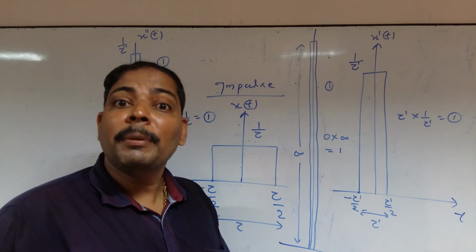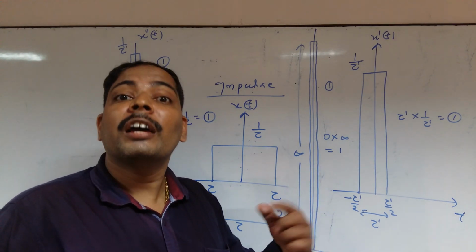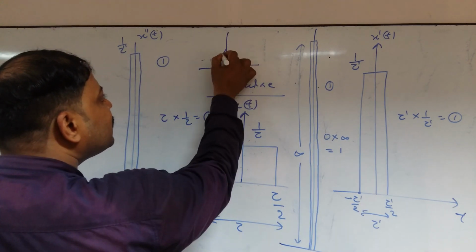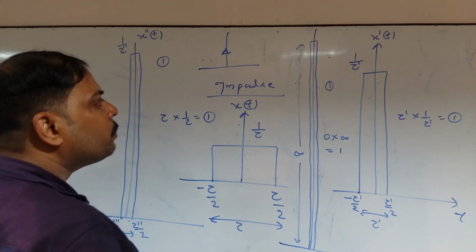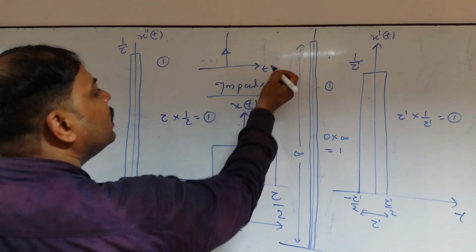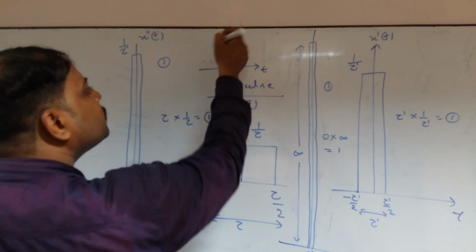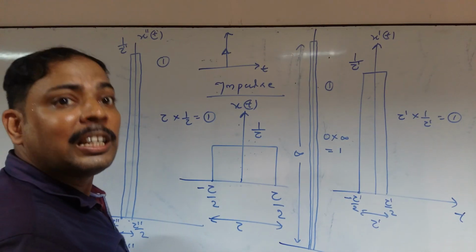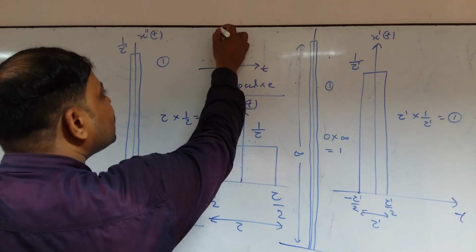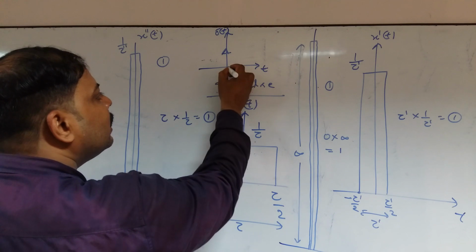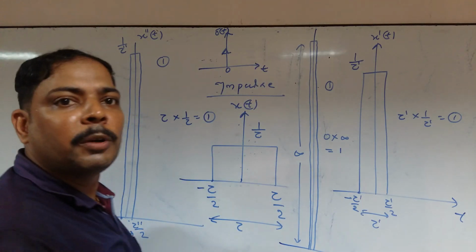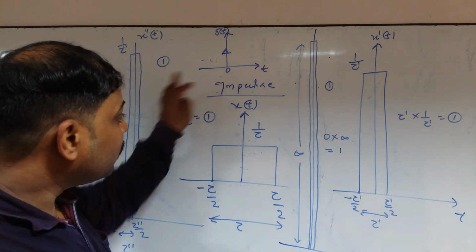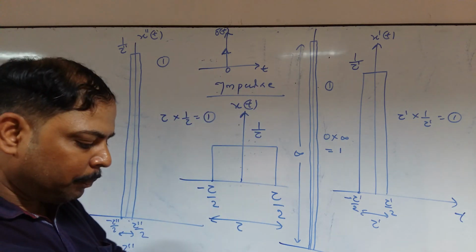Therefore a special type of graphical notation is used. This is the special graphical notation used for the continuous time impulse. This is the time axis, and this is the amplitude axis. This is del t. This signal is known as the unit impulse. So see here the most important concept.